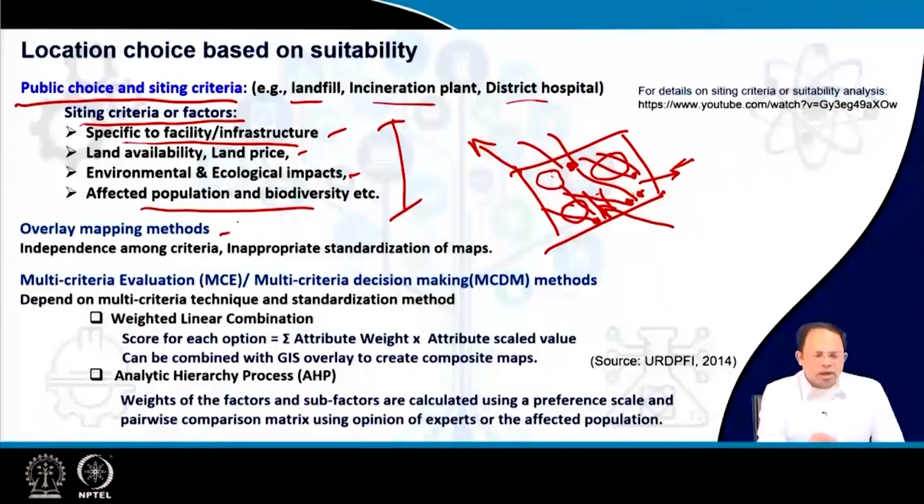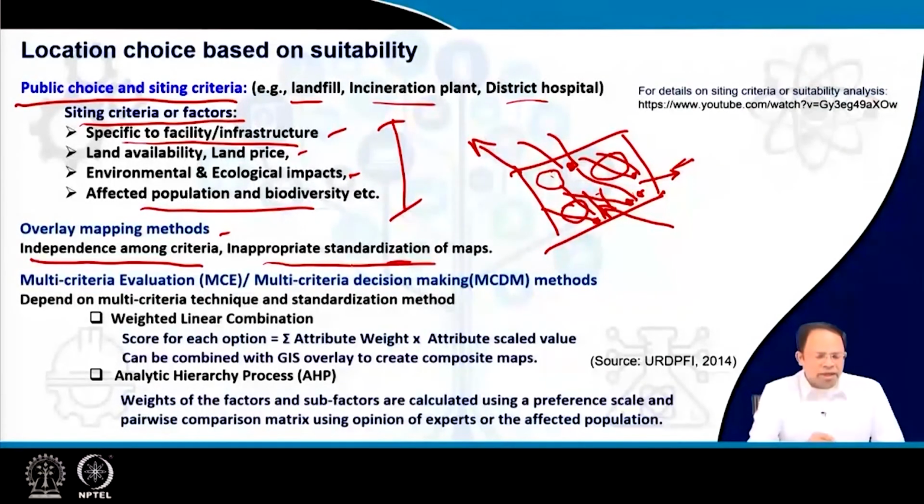So this is what an overlay mapping method looks like, but there are two problems with it. All these criteria are considered independently. That means each criteria we are taking at one go, considering it, and then we are considering the next criteria. But there is also interdependence among the criteria, which we are not considering. So that is missing. And the other is inappropriate standardization of maps. That means the maps for different criteria could be of different units, it could be of different scale. So sometimes that leads to errors. So these are the two problems that can crop up, which we have to be careful about.